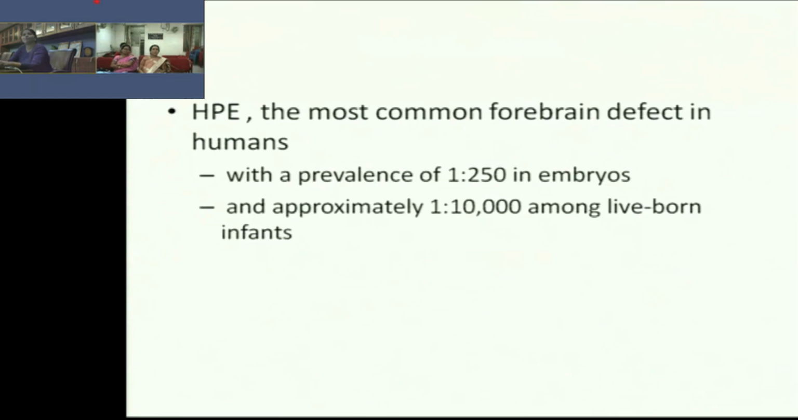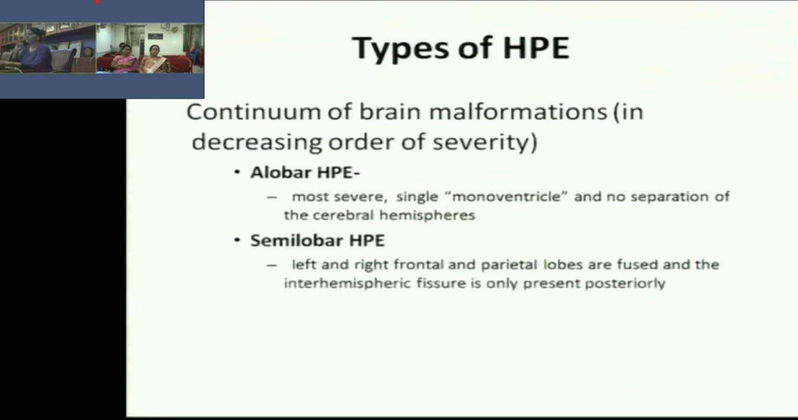This is the most common forebrain defect in humans, with a prevalence of about 1 in 250 embryos and approximately 1 in 10,000 live-born infants. When we talk about the types, basically it's a continuum from mild to severe. We'll discuss the most severe form, the alobar, then the semilobar and the lobar, and then we have some other variants.